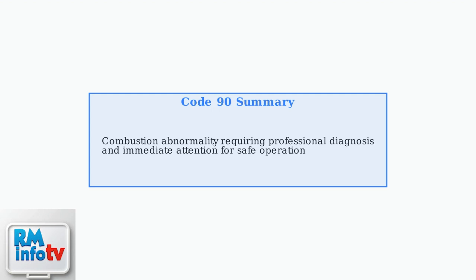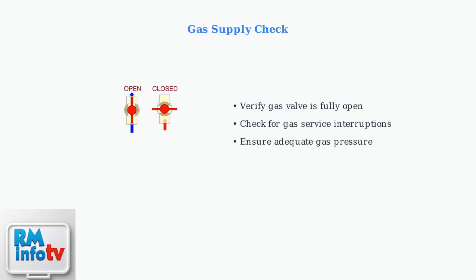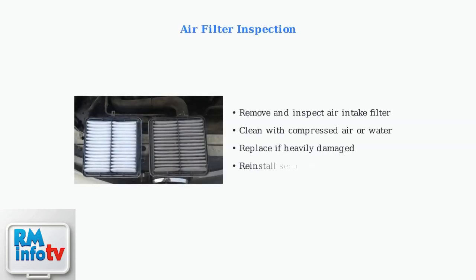Each factor can disrupt the precise air and fuel mixture needed for safe, efficient combustion in your Noritz tankless water heater. The first step in troubleshooting code 90 is checking your gas supply. Ensure the gas valve is fully open and there are no service interruptions. Next, inspect and clean the air intake filter. A dirty filter is one of the most common causes of code 90 as it restricts proper airflow for combustion.